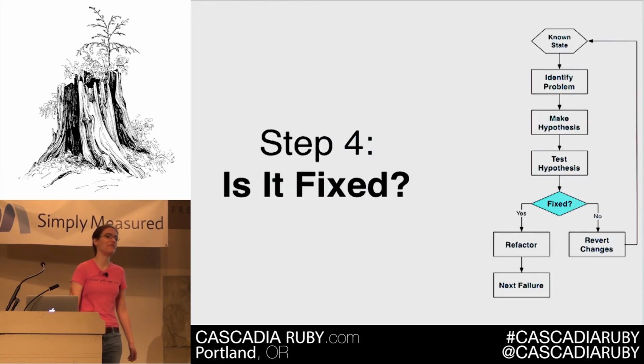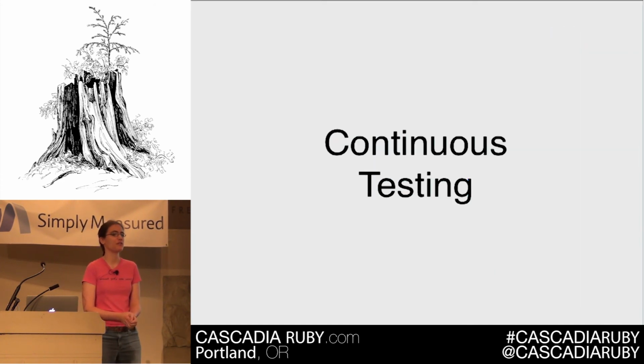So now we actually get to see if we fixed it. Is it fixed? This is where continuous testing is really handy. I love autotest. I use Guard at work too. They both work just fine. You want your tests running all the time so that you know immediately if you were successful. See if you pass stuff.